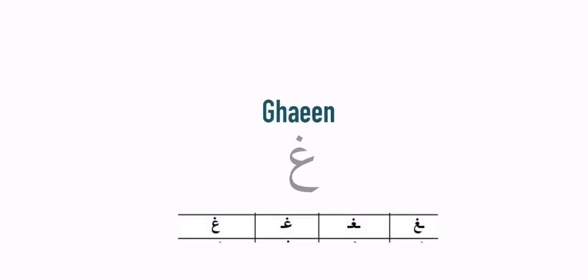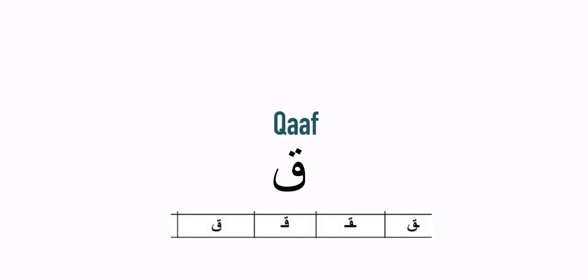Next one, full mouth. Ghoin. Remember, this should not be sounded like a Kha. This is Gho. The other one is Kha. This is Gho. Ghoin. Full mouth as well. Fa. Qaf. Remember, this is not Qaf, but Qaf. Again, Qaf. Extra time should be spent on learning this one.